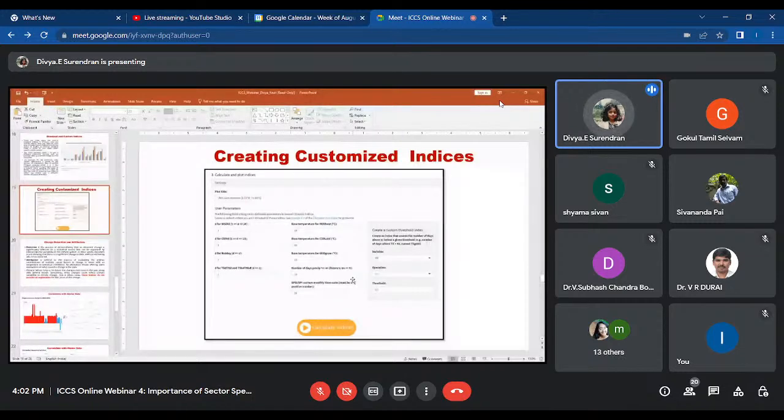In a similar way, we can customize the data and it will give the indices based on that threshold. Otherwise, the basic 65 indices will be generated automatically. Apart from that, if you have any specific requirement, in the second stage on this page, it will show the customization. There you can give the threshold.